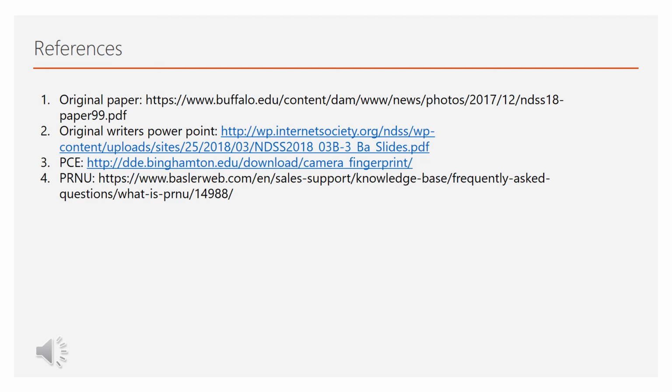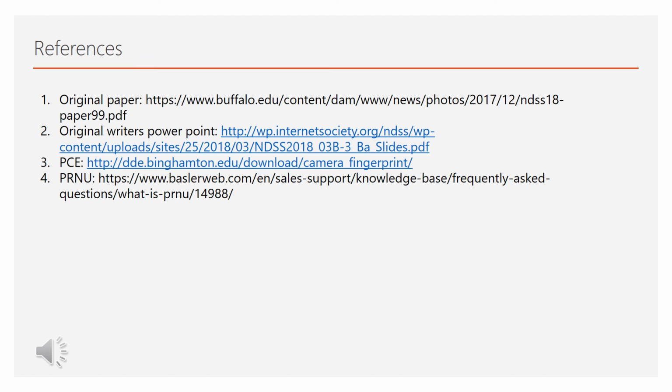References. Reference 1. The original paper. The original paper goes much more in depth than the presentation. It has algorithms that I did not put in the presentation that, if you would like to read, are there.